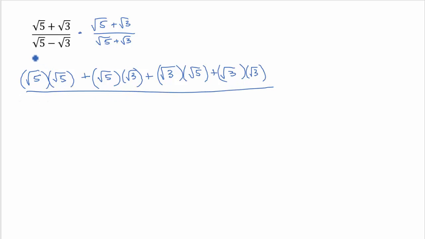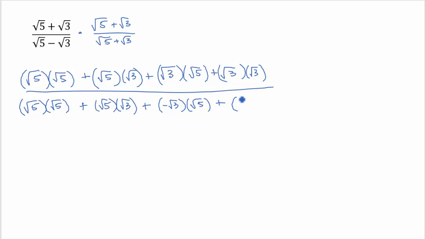Over, let's FOIL the bottom. The square root of 5 times the square root of 5. Outer, the square root of 5 times the square root of 3. Inner, negative square root of 3 times the square root of 5. And last, negative square root of 3 times the square root of 3. I want to make sure it's clear that that's a negative right there.